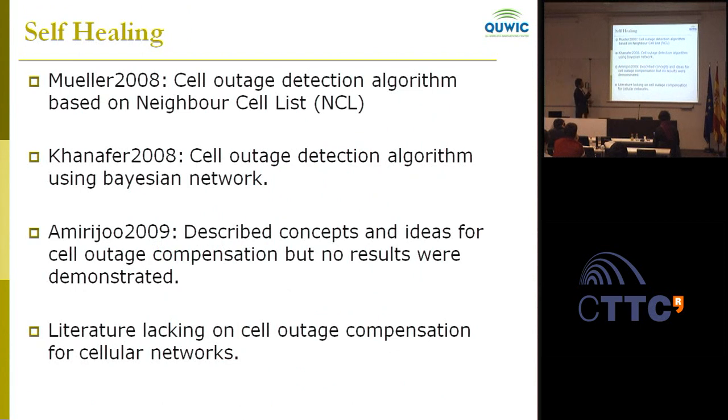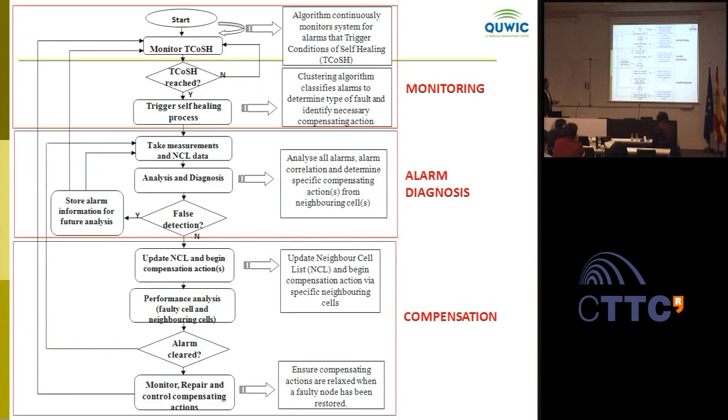There are some papers which are listed here, but still there is a lot of stuff which needs to be done. Particularly detection, just like neighbor list configuration, is a tricky area and it needs some contributions. And if you want to look at the logical flow, how self-healing should work, then this is the flow chart. Again, I'm copying it from my paper. You can go into detail later.